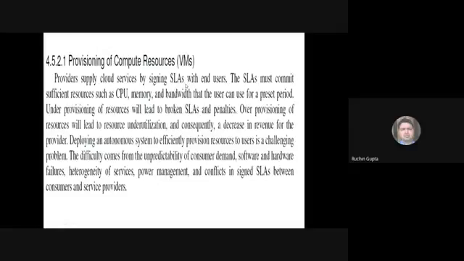SLA stands for service level agreements. So SLA is actually there between the cloud service provider and the consumer. And this SLA specifies a number of conditions for different kinds of service quality parameters. So SLA must specify the sufficient resources, such as the CPU, such as the memory, such as the bandwidth that the user can use for a defined period of time.